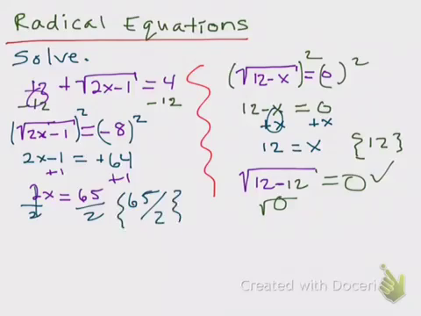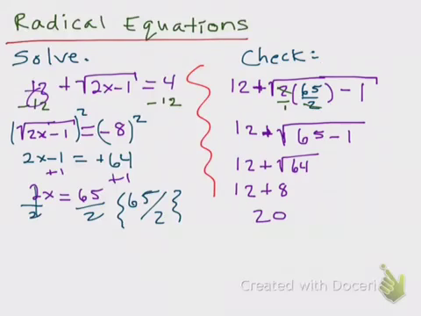But let's check to make sure it works, because it may be an extraneous solution. So I wrote my check over here and plugged in 65 halves, and because I multiplied by a 2 out in front, that really wasn't too bad of a thing to have. A fraction wasn't too horrible. Cancelled out and left with 65, take away 1, all the way down to 20. Well, 20 is not the same as 4, and that is what I was supposed to get from my original equation. So the solution I found doesn't work.